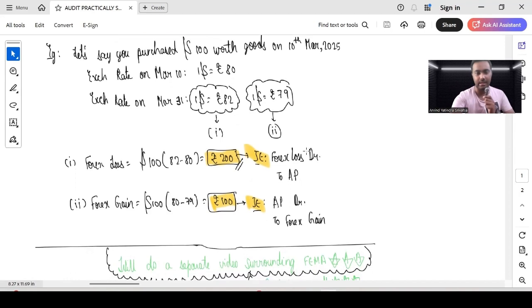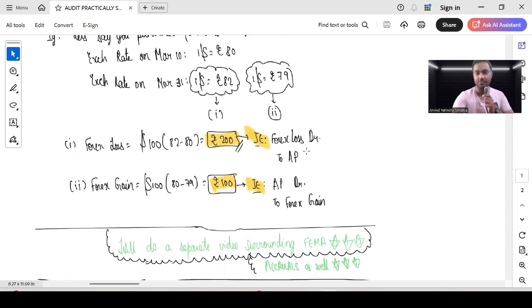In relation to FEMA compliances for receivables and payables, I've already consolidated all the notes. We will do a detailed video surrounding the same soon. And for accruals also, I will do it as a part of a separate video. And in relation to search for unrecorded liabilities, again, that is in relation to accounts payable, that is a very interesting concept. I will cover that again as a part of a separate video, maybe along with accruals.